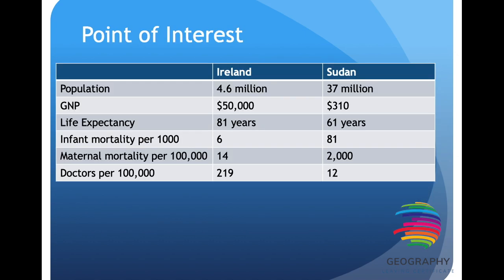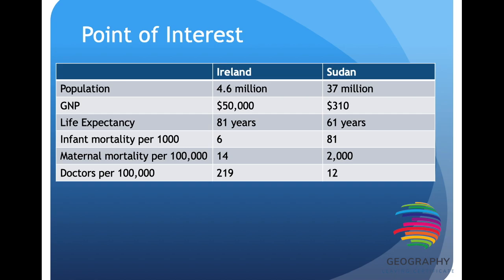Couple of little points of interest here for you. If we compare Ireland to Sudan, this is 2011 census, or 2016, but the population was 4.6 million. Sudan 37 million. The gross national product for Ireland is $50,000, whereas it's only 310 for Sudan. We in Ireland can live up to 81, it's actually gone up to 85 years of age, whereas you will be lucky to hit 61 years of age in Sudan.